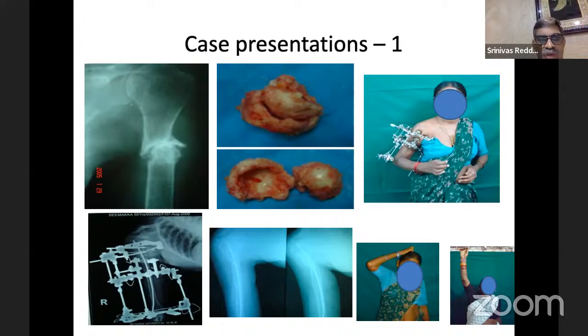Is it like a pseudarthrosis? This is like a pseudarthrosis. I have opened it and found synovial fluid inside the non-union site. And you see the cartilage formation also. It's like a ball and socket type of joint. And the ends are resected and the fixator is applied.